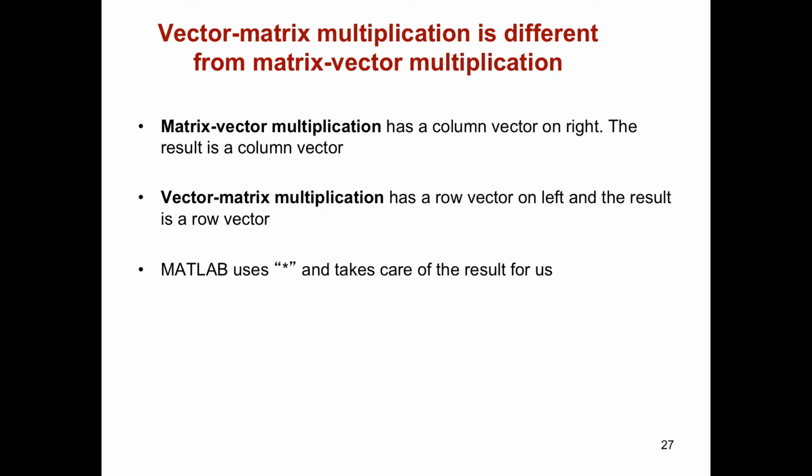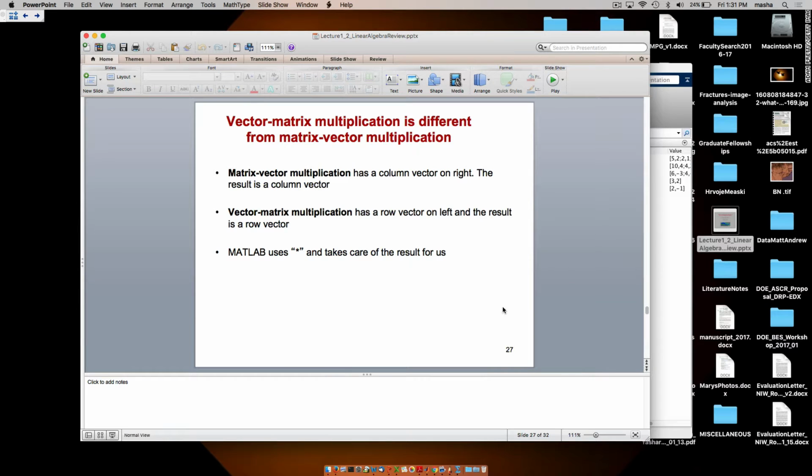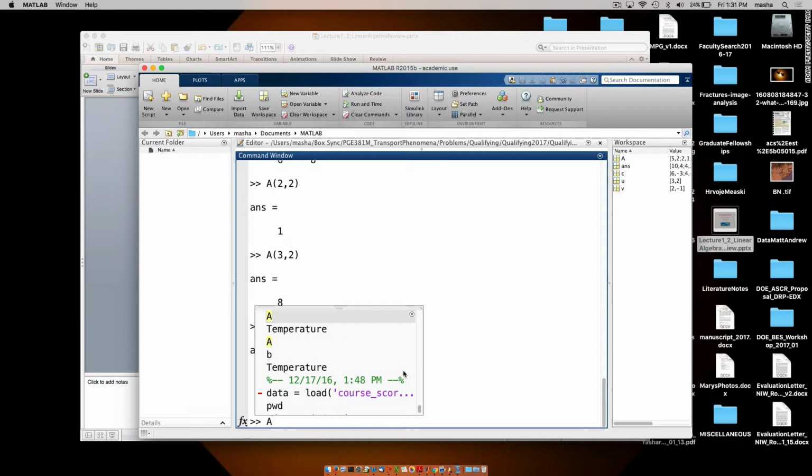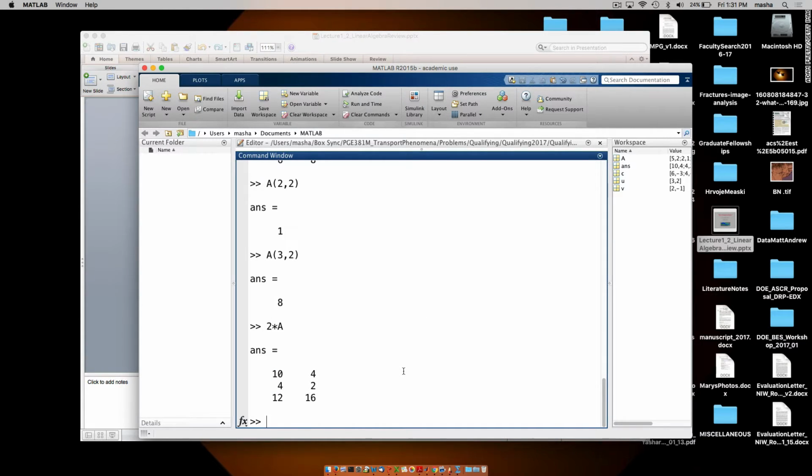So MATLAB uses this star, a multiply sign, and I already exemplified that. So you can actually do the multiplication. And if you don't do it correctly, so what we had was, by the way, with the up arrow, you can scroll through all of the stuff that you previously typed in. Oh, I had C, right? Didn't I have C? Oh, well. A times V transpose, right?